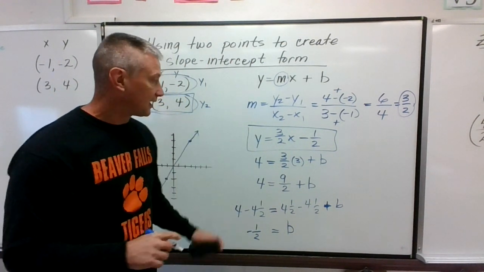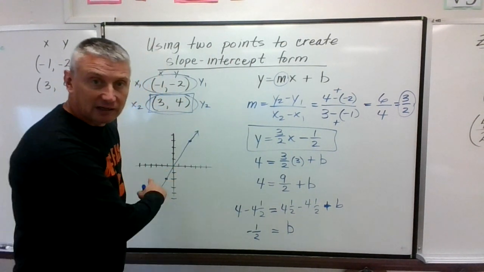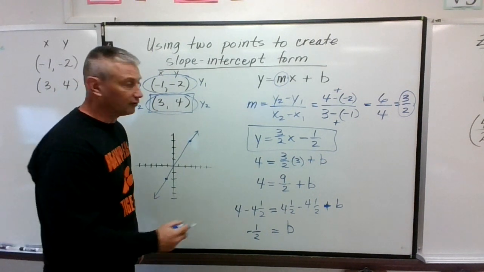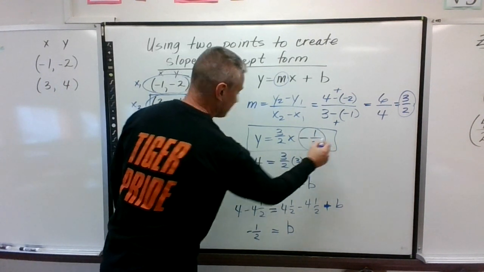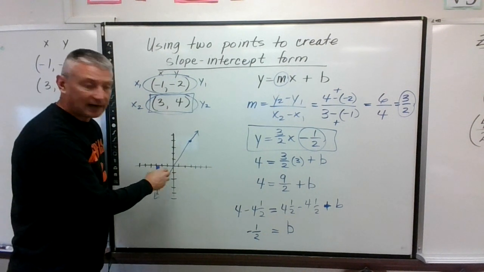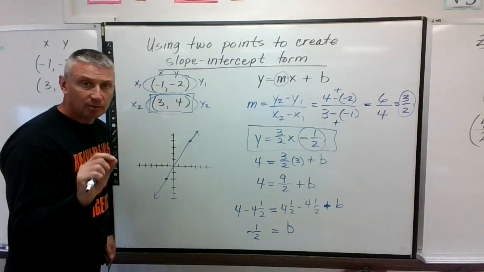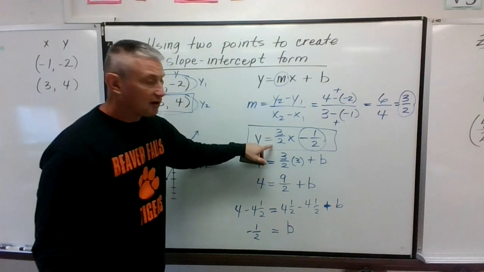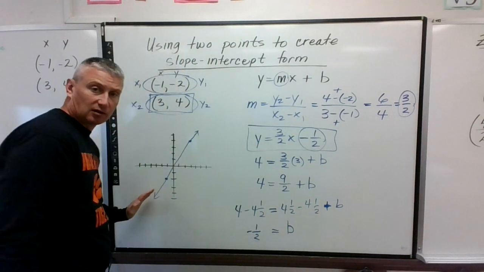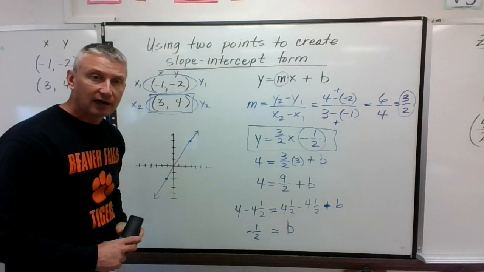Now remember I told you that I don't want to necessarily go off my sketch. Well, here's what we just proved. The negative 1/2 is where it's going to cross the y-axis. So my graph is off a little tiny bit. The 3 over 2 is positive, so my slope is increasing.